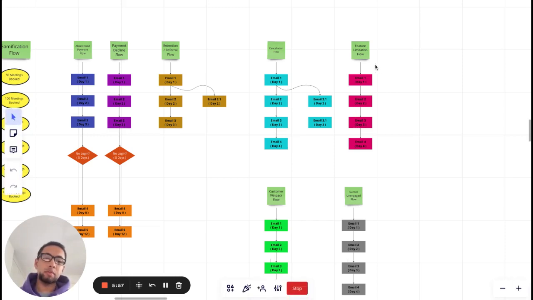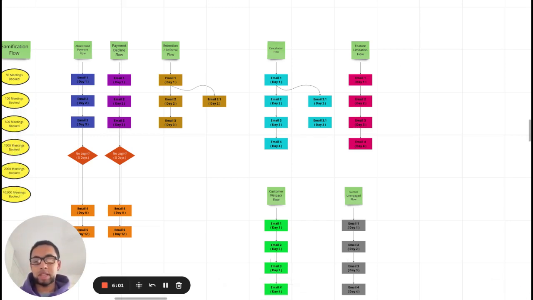We have the feature limitation flow. So if you have multiple plans with different limits on features, different features themselves, when someone reaches a limit on a lower price plan, we want to instantly send them emails trying to get them to upgrade to the higher price plan with more limit on that specific feature.